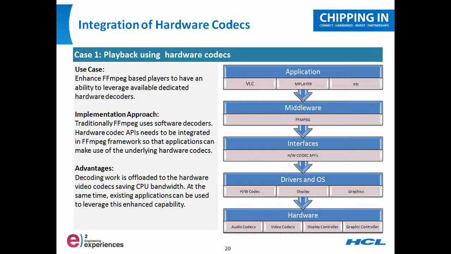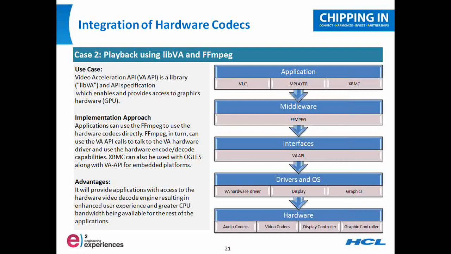So what are the advantages that a developer would get? All the decoding work will be offloaded to hardware codecs. So this will save a lot of CPU bandwidth. So this CPU bandwidth can be used for some other purpose.